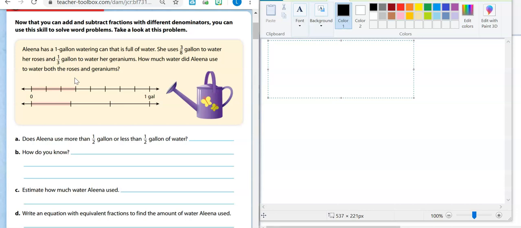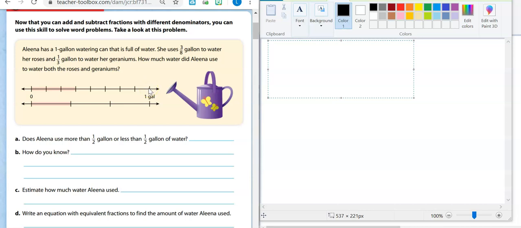Question A says, does Alena use more than 1/2 gallon or less than 1/2 gallon of water? So let's go ahead and look at what they provide us. So we have two number lines that will help us in our understanding. Now the first number line is broken up into equal parts. Now let's see how many equal parts it is broken up into. So we're going to count 1, 2, 3, 4, 5, 6, 7, 8. So our first number line is broken up into 8 equal parts.